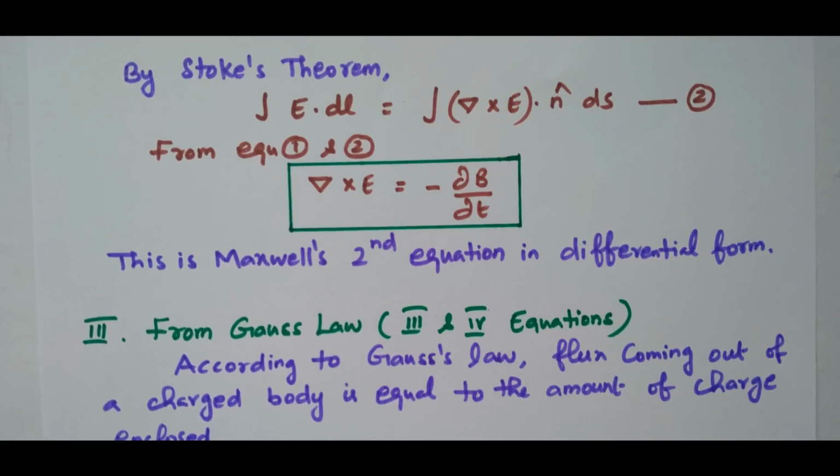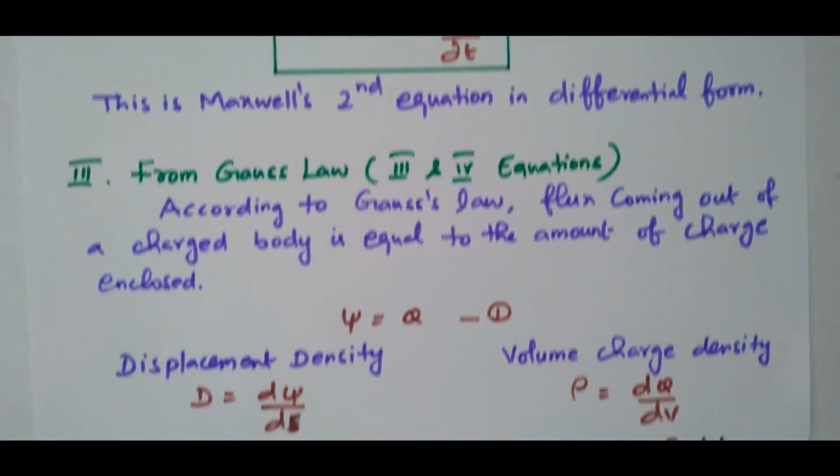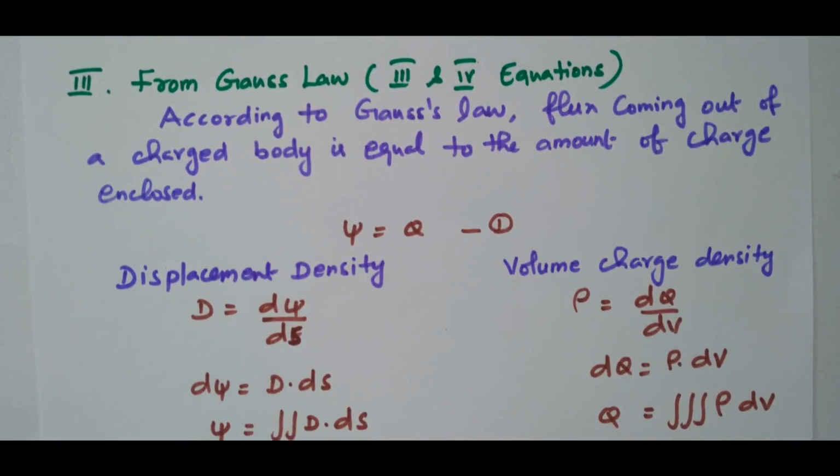Now we'll go to the third and fourth equations, from the Gauss law. What is Gauss law? According to Gauss law, flux coming out of a charged body is equal to the amount of charge enclosed. Psi equals Q. Flux coming out of a charged body is equal to the amount of charge enclosed. Now we'll see what is psi and what is Q.